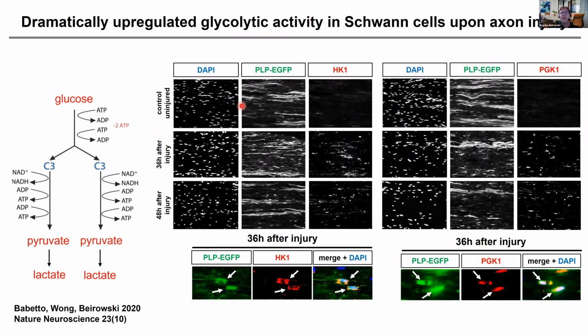So in uninjured conditions, you barely see expression of these enzymes on longitudinal sections. But if we injure the nerve, 36 hours after injury, so actually briefly before the axons break down, we see dramatic upregulation of expression of these glycolytic enzymes. So in here you see that there's nice co-localization with Schwann cell bodies.